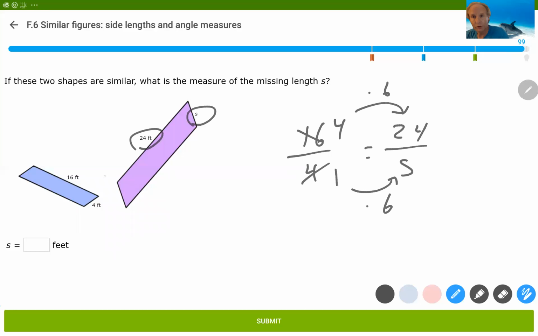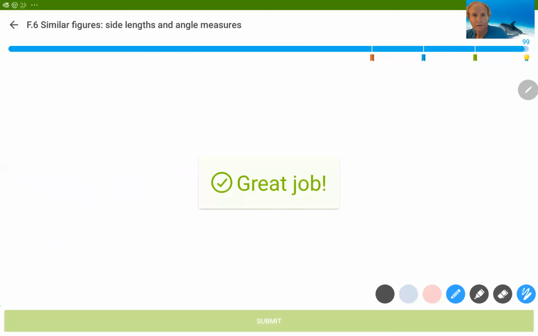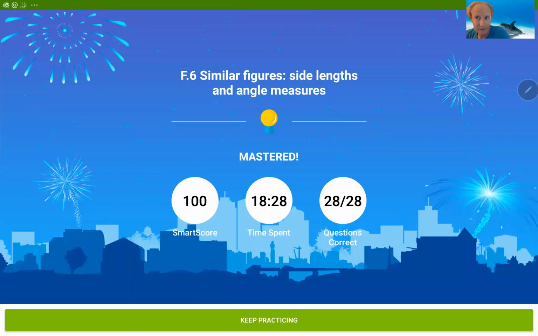And does it look reasonable? Notice that this is 4 times as long as the short side. So this long side has to be 4 times as long as the short side, and it is. They have to be related proportionally. There we go, finally done. Sure takes a long time sometimes.